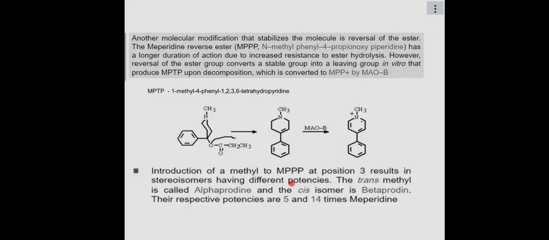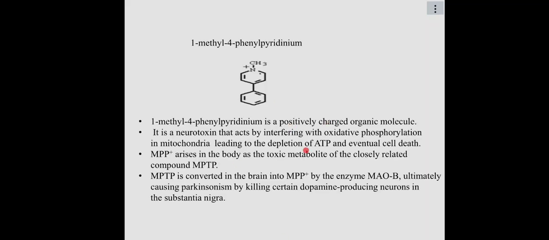Introduction of a methyl to MPPP at position number 3 results in stereoisomers having different potencies. We have already said the trans-methyl is called alpha protein, and the cis isomer is the beta protein. Their respective potencies are 5 and 14 times that of meperidine. So introduction of that, which we had already mentioned, results in a stereochemical or conformational change in the resultant molecule and the binding of the molecule. But of course, that is accompanied, as I have already said, by reversal of the ester. So this is just to highlight what we have just said, that the 1-methyl-4-phenylpyridinium is a compound that was found to have a lot of toxicity.